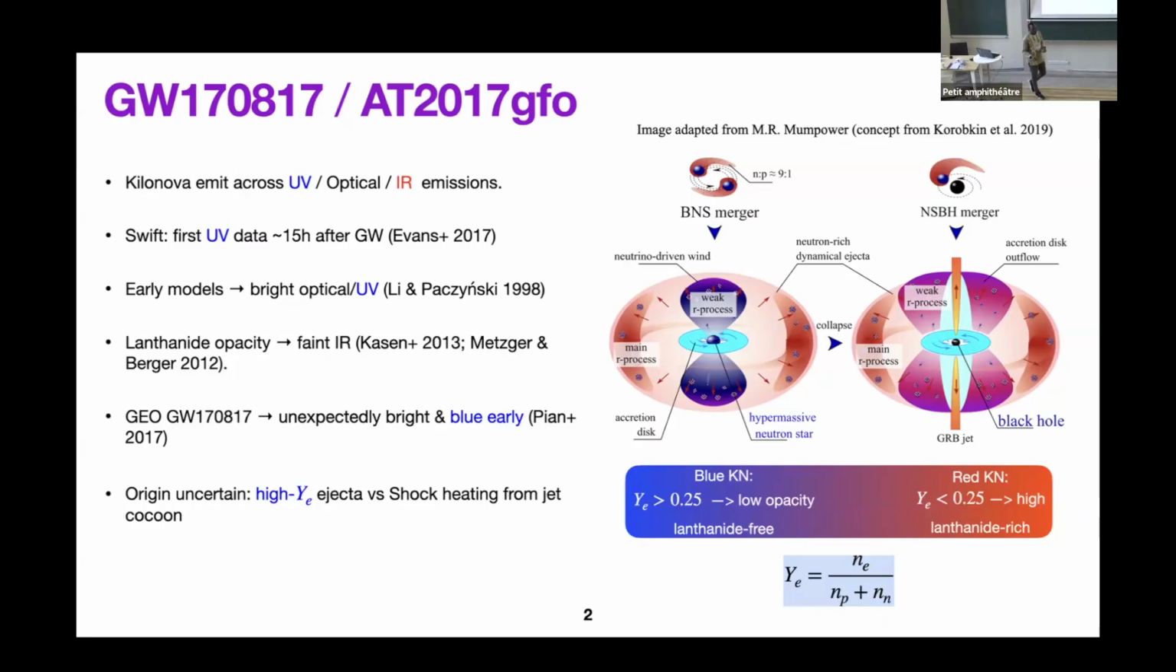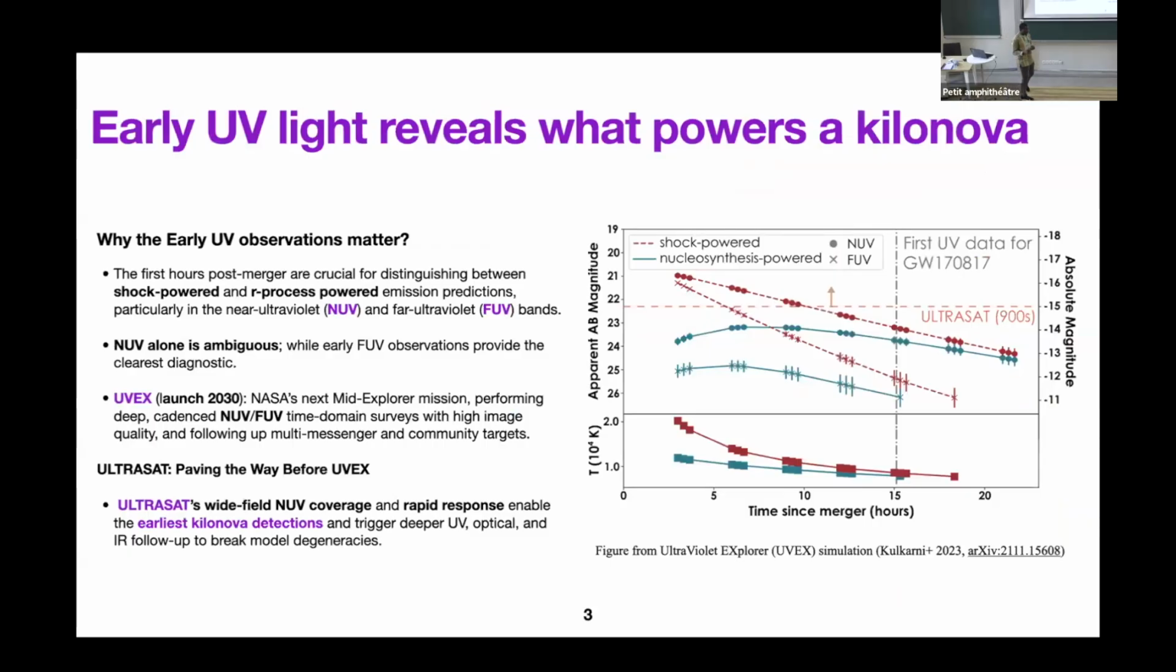We have two types of kilonova, the blue kilonova and the red kilonova. The blue one comes from low opacity ejecta, and the red one comes from high opacity. The GW170817 event showed a very bright blue light, but unfortunately it was about 15 hours after the gravitational wave detection that the Swift satellite detected the first UV.